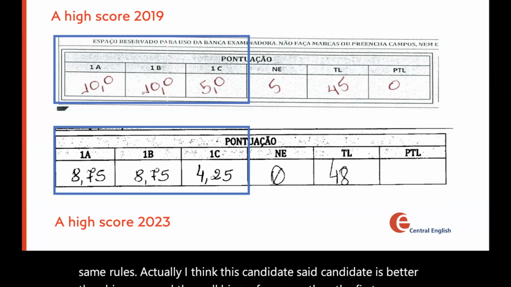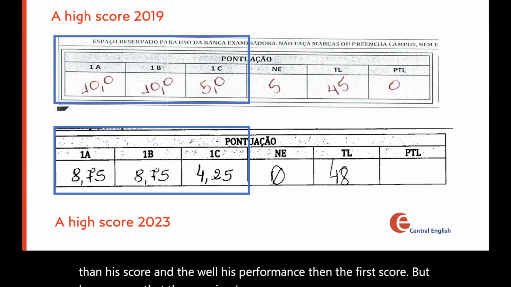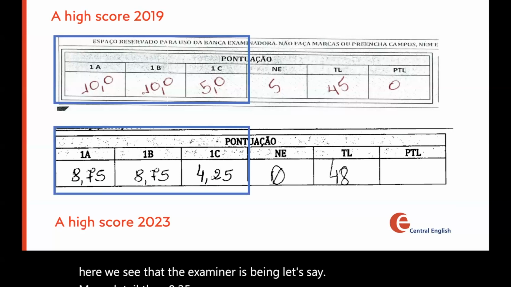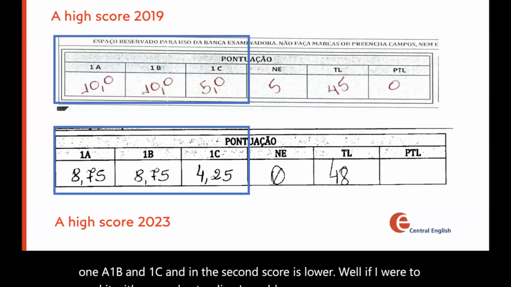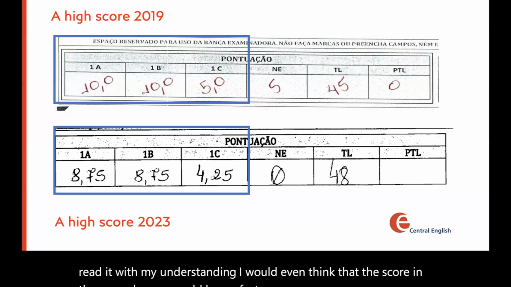But here we see that the examiner is being, let's say, more detailed in 0.25 increments for the organization. So we see 1A, 1B, and 1C. In the second score it is lower. Well, if I were to read it with my understanding, I would even think that the score in the second score would be perfect as well.